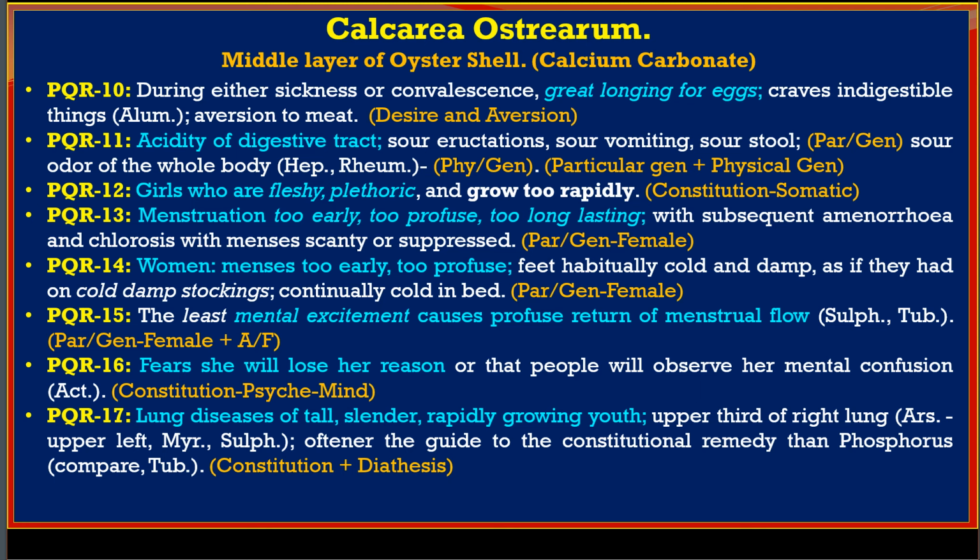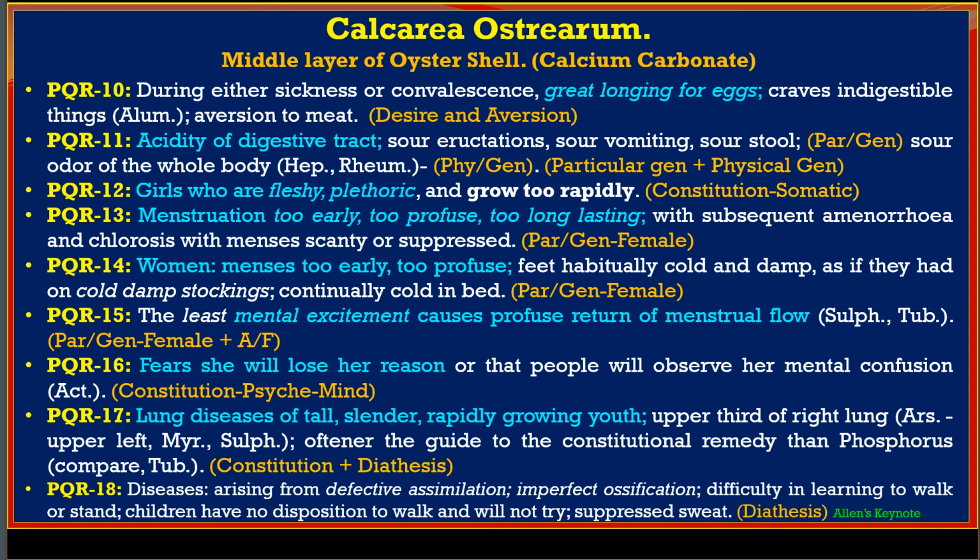So we have this rubric, this PQR, very important PQR, which tells us about the tubercular predisposition of Calcarea Carb child or Calcarea Carb young person. PQR 18, diseases arising from defective assimilation, imperfect ossification, difficulty in learning to walk or stand. Children have no disposition to walk and will not try. Suppressed sweat. So two things are there in this particular PQR.